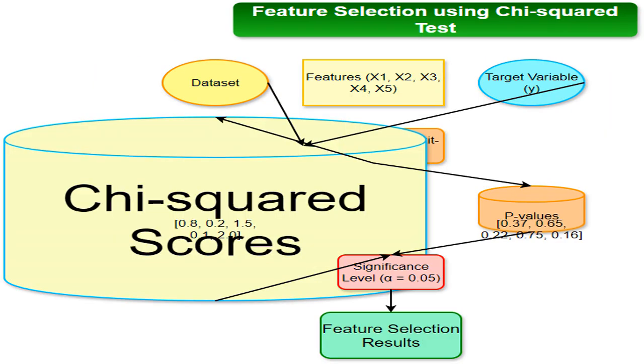These are the results from my chi2 test. Each number represents how strongly each feature is related to the target variable. Higher numbers mean a stronger relationship. I have scores of 0.8, 0.2, 1.5, 0.1, and 2.0 for my 5 features.